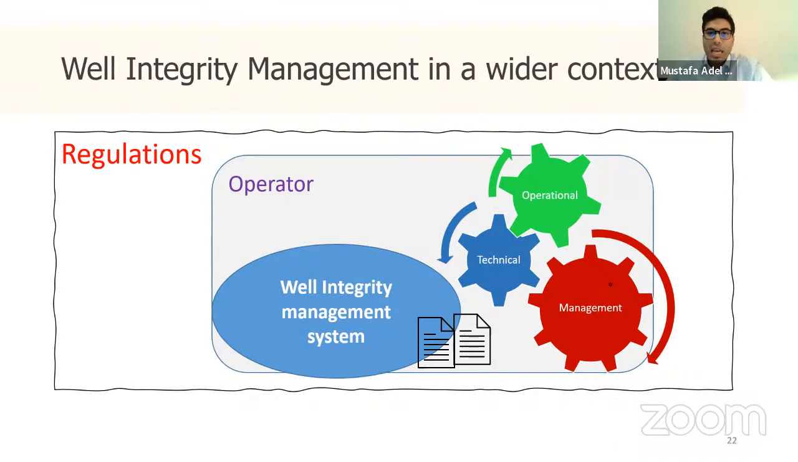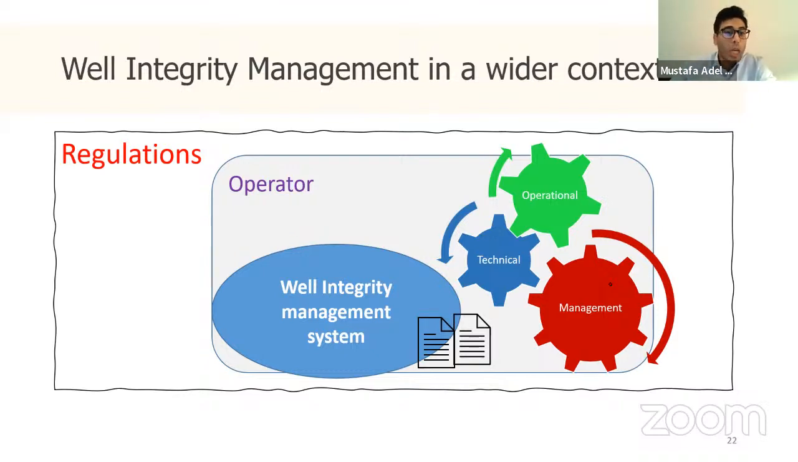Well integrity in a wider context. Well integrity gathers technical, operational, and management skills to operate the wells and make sure that the wells are safe. Well integrity operates under a well integrity policy. The well integrity policy is a governing document that shows the commitment of the operating company to make sure that the wells are safe and to comply with regulations.